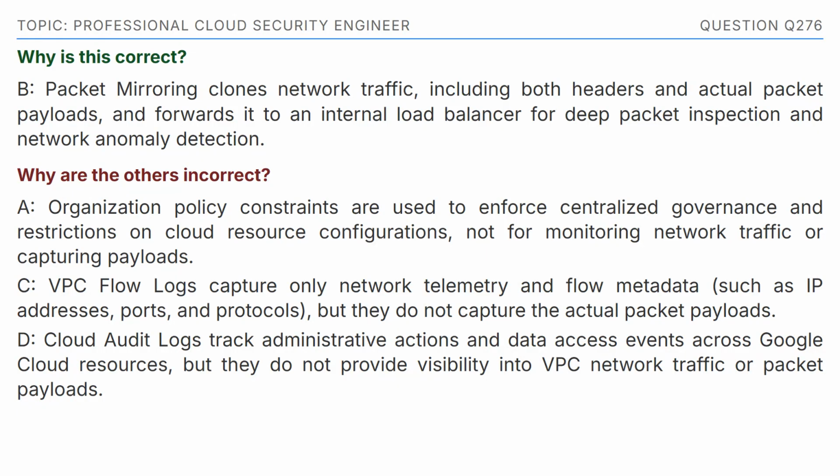Packet mirroring clones network traffic, including both headers and actual packet payloads, and forwards it to an internal load balancer for deep packet inspection and network anomaly detection. Why are the others incorrect?